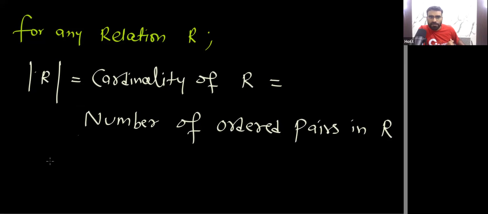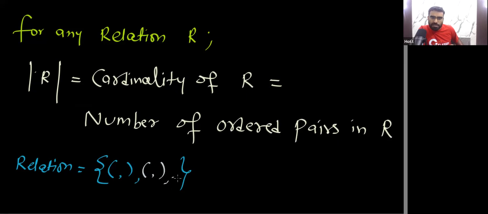Yes or no? Every relation is a set. Yes or no? If you look at any relation, it is a set which contains ordered pairs, right? Every relation is a set where every element is an ordered pair. So every relation is a set. So I can ask you the cardinality of R, that is the number of ordered pairs in R.